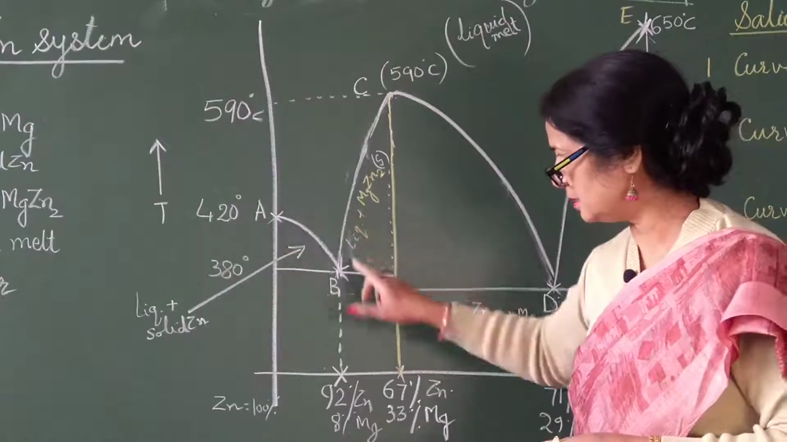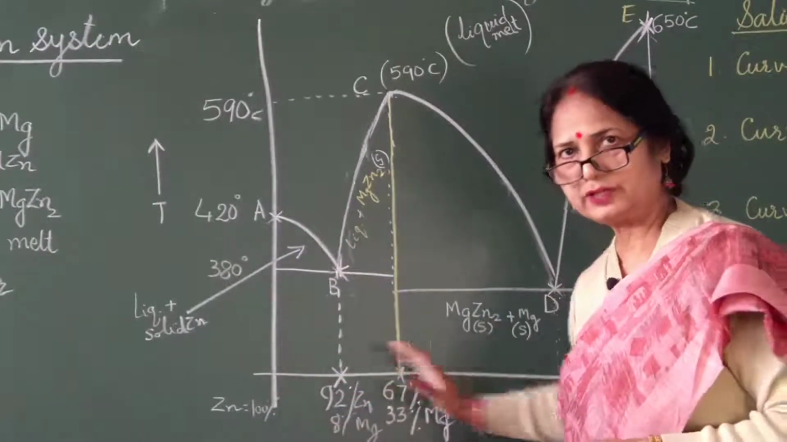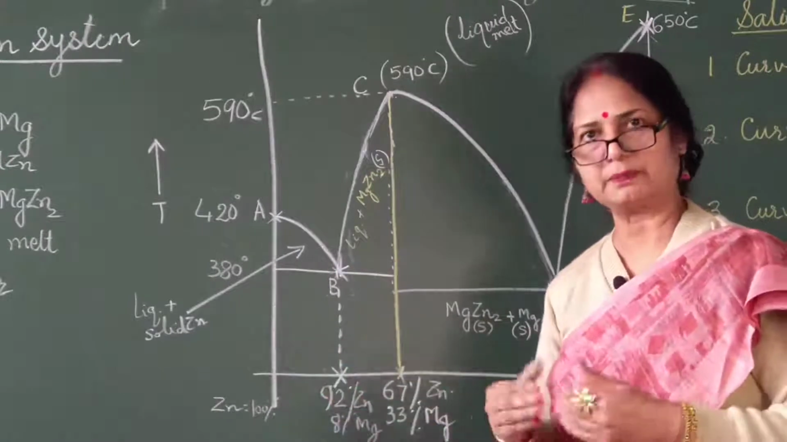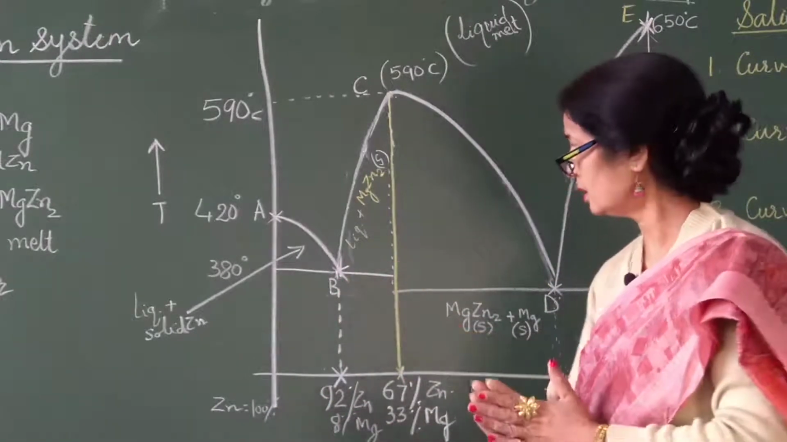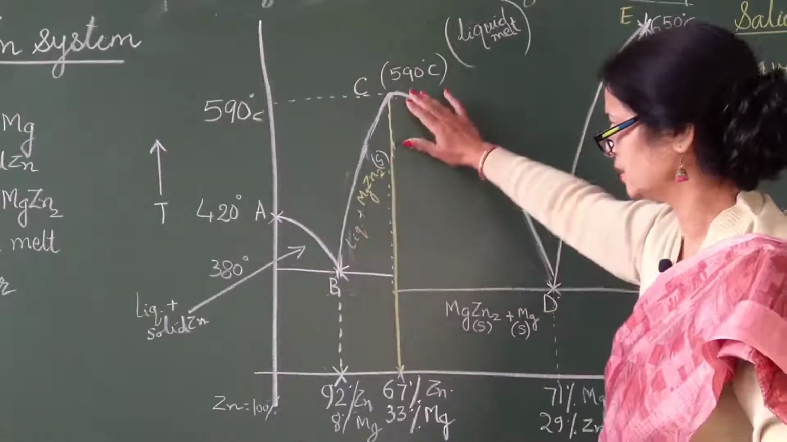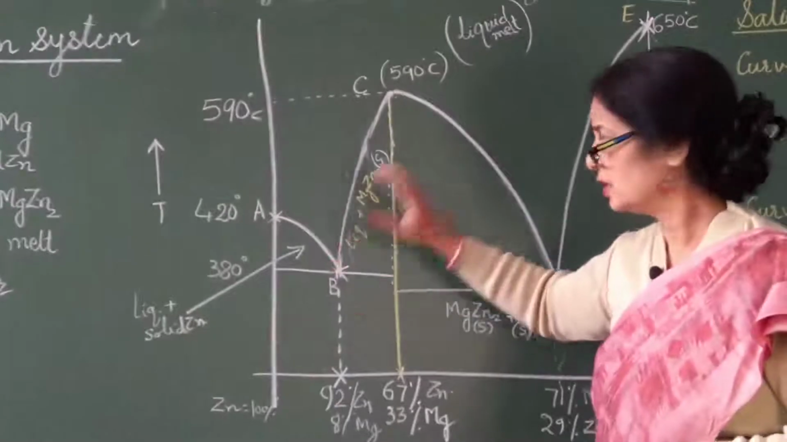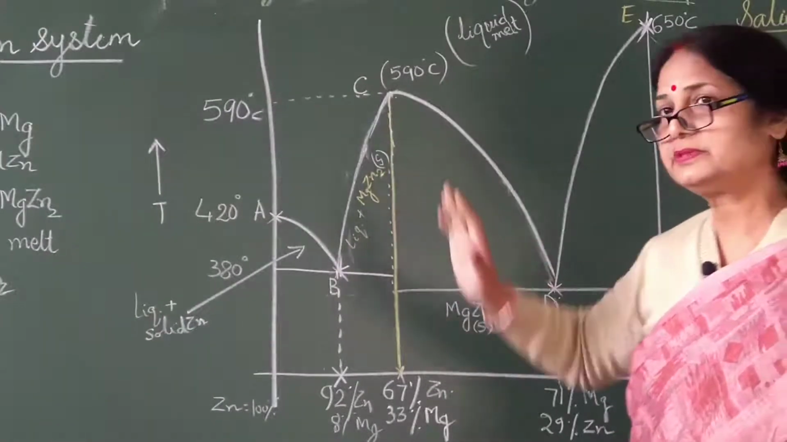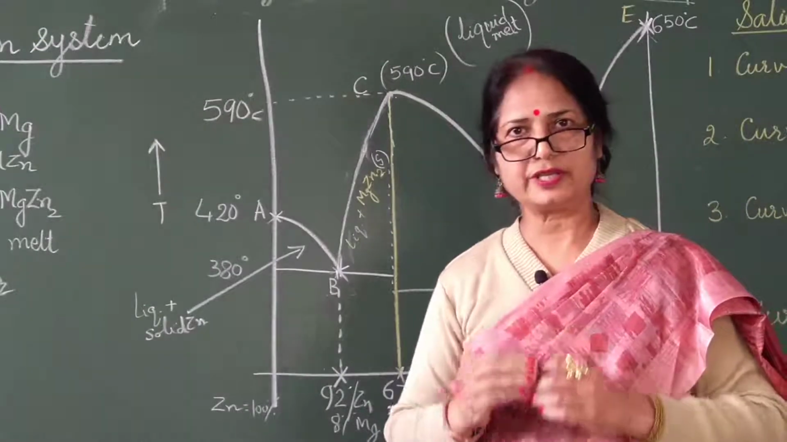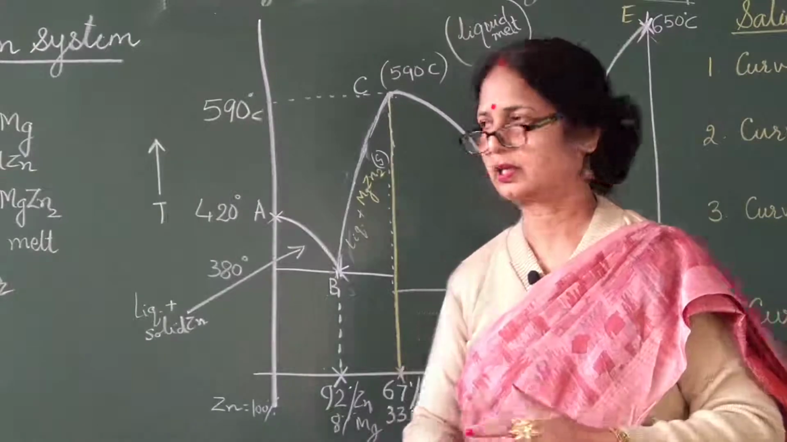So what does AB represent? AB represents the freezing curve of zinc to which varying proportions of Mg are being added, and B is the eutectic point. Now comes the curve BC. Now in this BC, MgZn2 has been formed. So BC will represent the freezing curve of MgZn2 to which varying proportions of Mg are continuously being added.